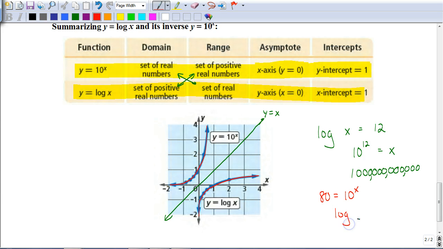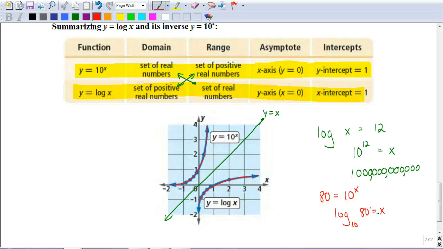So it would be log base 10, that's what my base is, of x equals... I'm sorry, I wrote that down wrong. Log base 10 of 80 equals your exponent, which is what we're trying to find. So type that in your calculator and you get your answer. So that's the difference between logarithm form and exponential form. They can be used interchangeably.